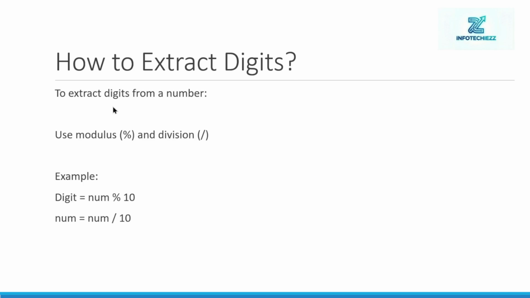To extract the digit, we have to use the modulo and division operators. If we use the modulo operator, we get the remainder, and if we use the division operator, we get the quotient. The modulo operator gives us the last digit, and the division operator removes the last digit. So number modulo 10 extracts the last digit, and number divided by 10 removes it.